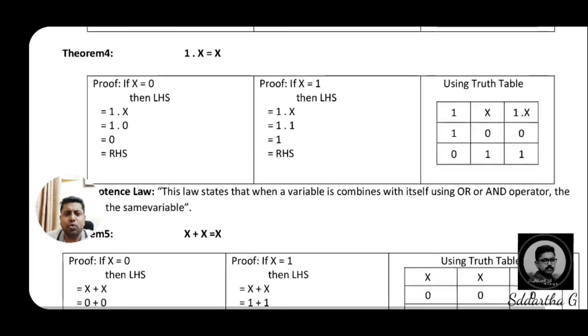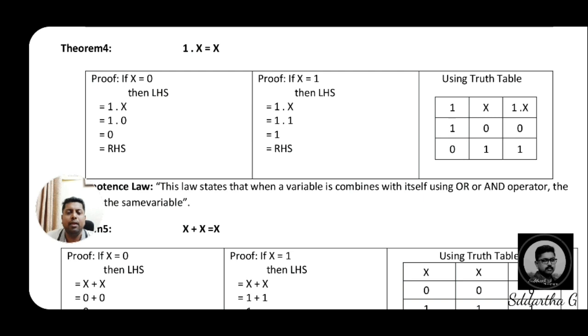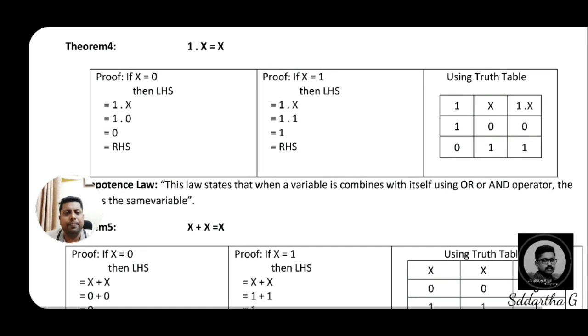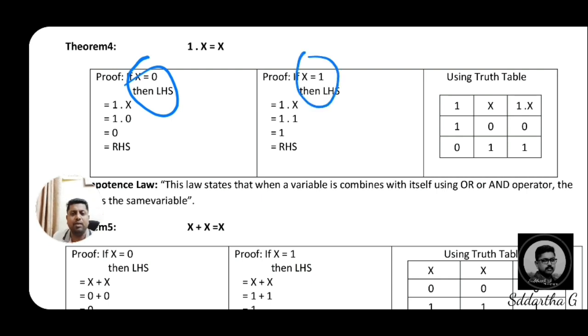This is also a multiplication rule, that is 1 into x is equal to x. Consider x is equal to 0 in the LHS expression. Wherever x is there, apply 0. The right side expression also becomes 0 because 1 into 0 is equal to 0. Consider once again x is equal to 1. In that LHS expression, wherever x is there, consider 1. 1 into 1 is equal to 1.